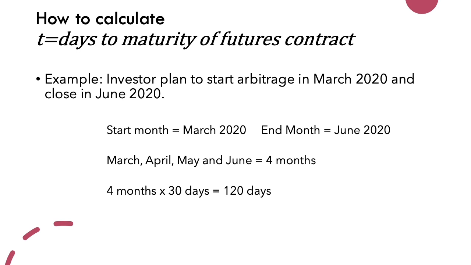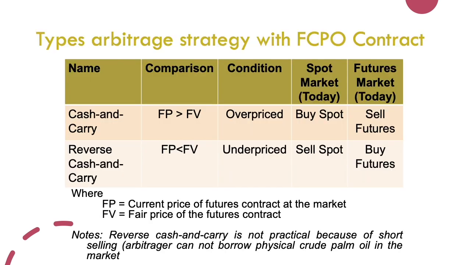So we have 4 months. 4 months times 30 days, the assumption for 1 month. 1 month is equal to 30 days, so days to maturity of the futures contract is equivalent to 120 days.